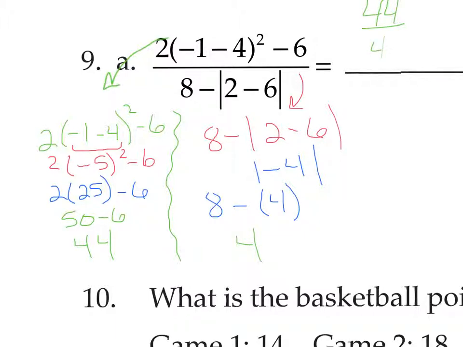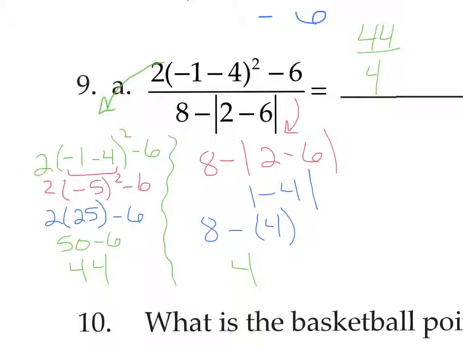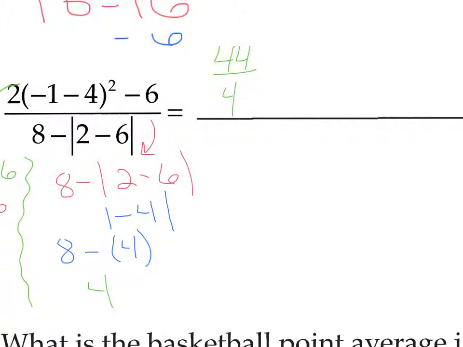So it looks like we end up with 44 divided by 4, which turns out to be, when we simplify it, 11.